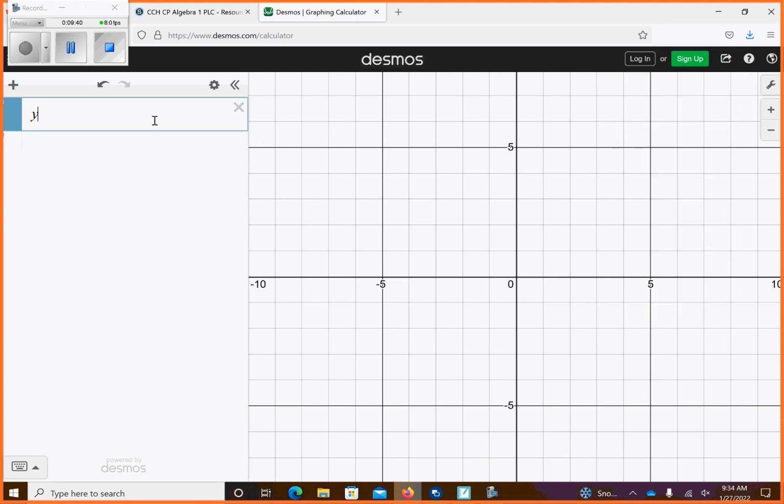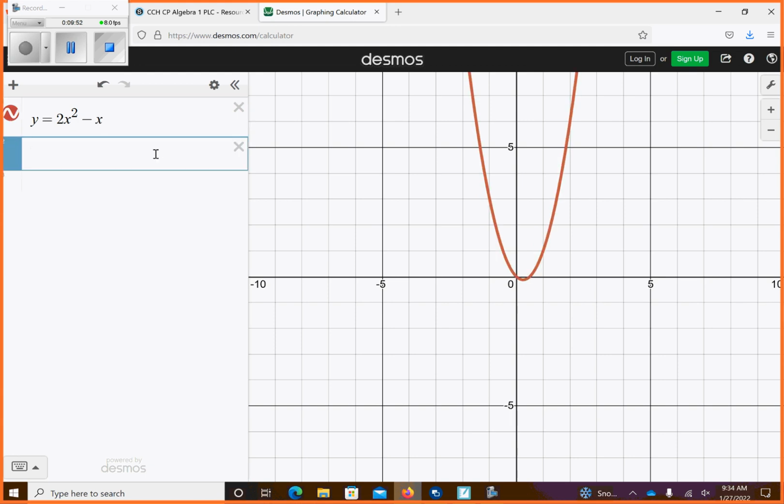So I'm going to plug in y equals 2x squared minus x. And then because we found the derivative, and the derivative at a point allowed us to find the slope, we plug in our point slope equation. And this is where Desmos, I think, has better power than our graphing calculator, because we can plug it in in whatever form.